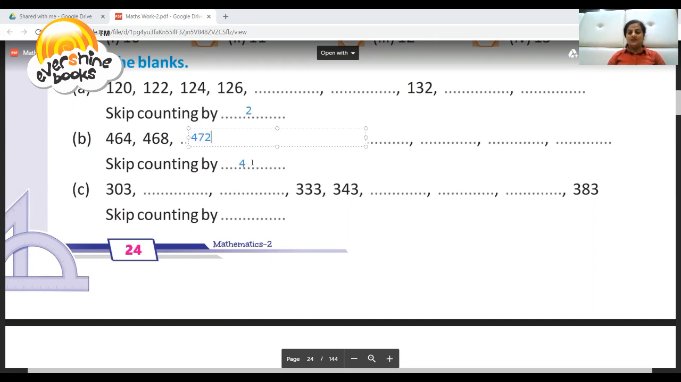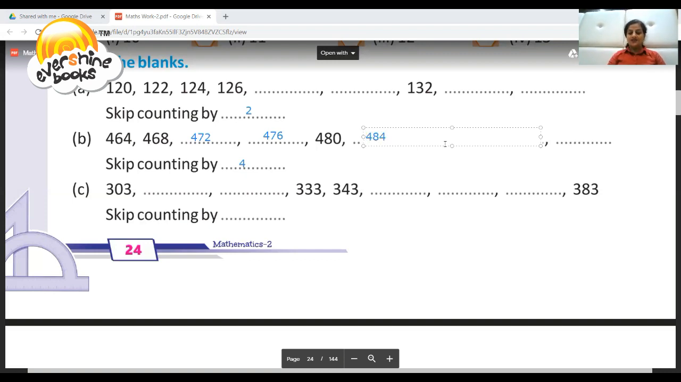472 is our answer. Then leave 473, 474, 475 also, and you write here 476. That is our answer. Next is 477, 478, 479, 480 is there. 480 is our answer. 481, 482, 483, and we got our answer, 484.